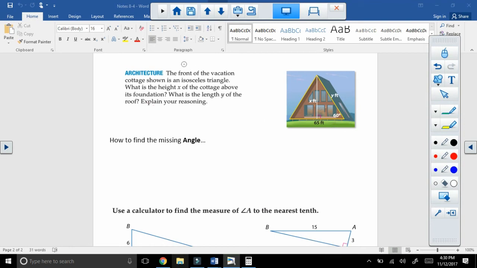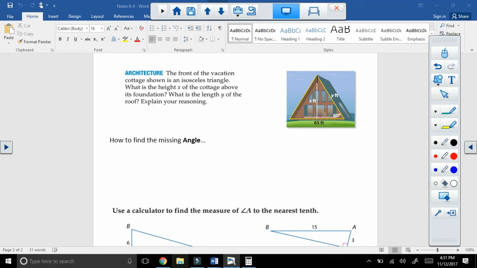So it says here, the front of a vacation cottage is shown as an isosceles triangle. What is the height x of the cottage above its foundation? What is the length y of the roof? And we need to explain our reasoning. Our explanation is just going to be like our work with sine, cosine, and tangent.